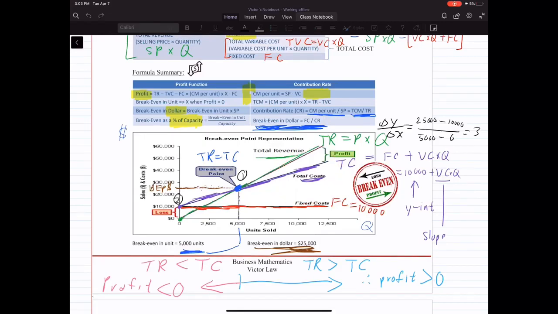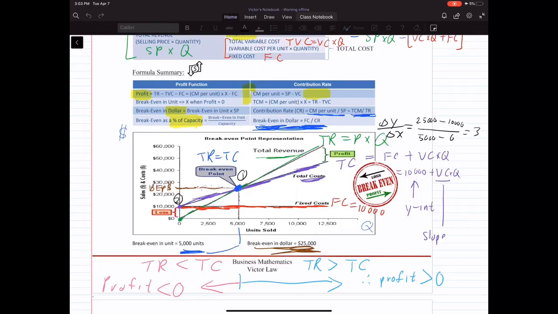The third graph that you see is the total cost function. And we know that the total cost function has 2 components, fixed cost plus your total variable cost. So fixed cost is just your constant $10,000. So therefore we have 10,000 plus VC times Q. So Q is basically your X, and VC is basically your slope, and 10,000 is your y-intercept. So therefore when we're graphing the total cost function, it will start from the y-intercept of $10,000.